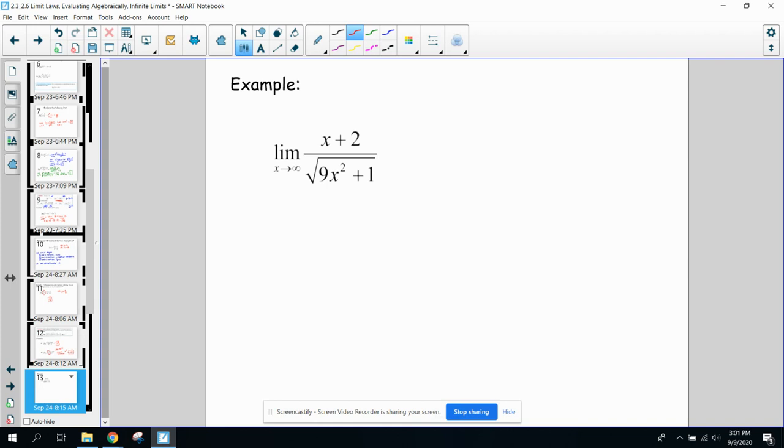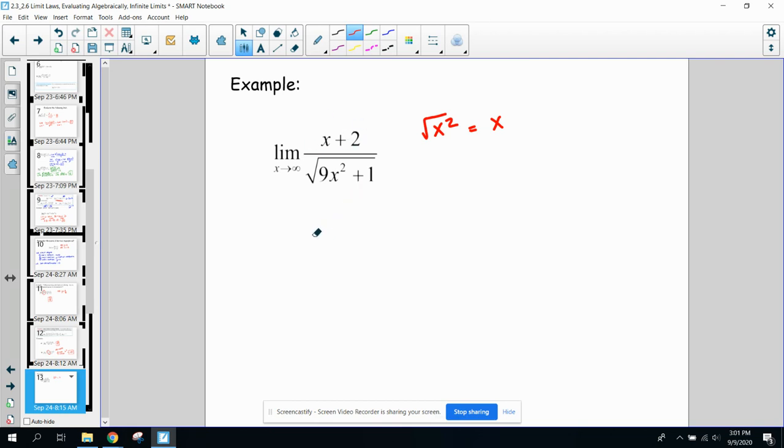Okay, so now this one looks a little bit tricky because we have a square root, but just think about what the denominator is. So in the denominator, the highest exponent is x squared, but it's in the radical. So what I'm really doing is I'm going to divide everything by the square root of x squared. So the square root of x squared is really x. So on the top, I'm going to divide everything by x.